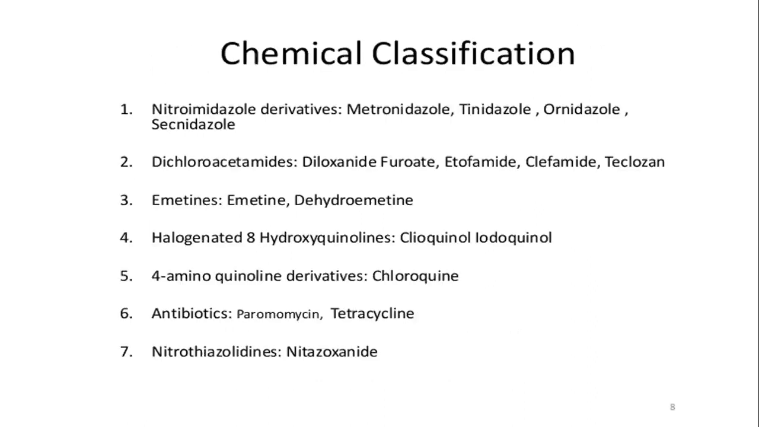Now we are going to the chemical classification, which is important for your medicinal chemistry. Nitroimidazole derivatives: metronidazole, tinidazole, ornidazole, and secnidazole. That means they contain the nitroimidazole group. Next, dichloroacetamides: diloxanide furoate, etofamide, and emetine; dehydroemetine is the important drug. Halogenated 8-hydroxyquinolines like iodoquinol; 4-aminoquinoline derivative chloroquine; some of the antibiotics, paromomycin, tetracycline; and nitrothiazolides, nitazoxanide, like this.